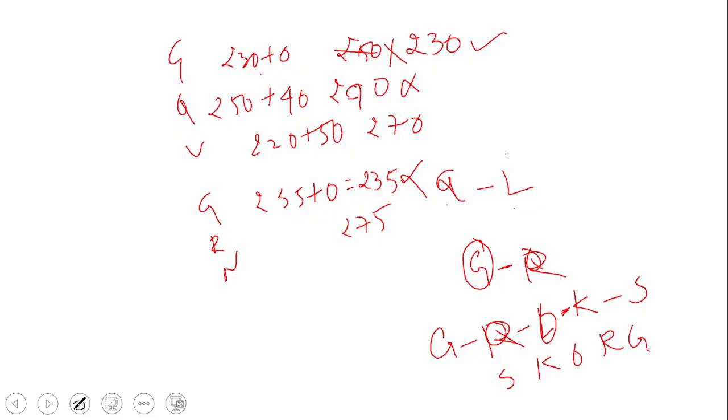The path cost we calculated as S to K is 50, plus K to O is 70, and O to R is 50, plus 60. So we'll get it as 230. This is 230, and this is 235, so this is higher. So we are considering the previous one only, that is 230. If it is less, then we have to consider this one.